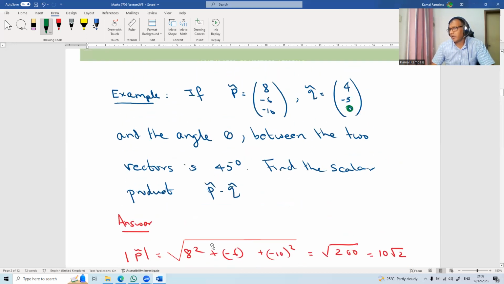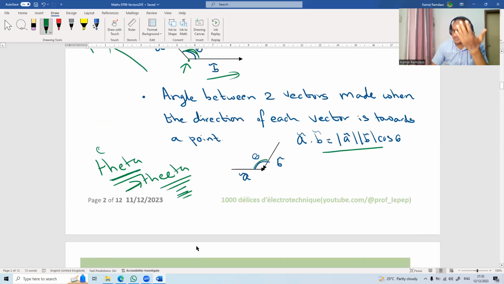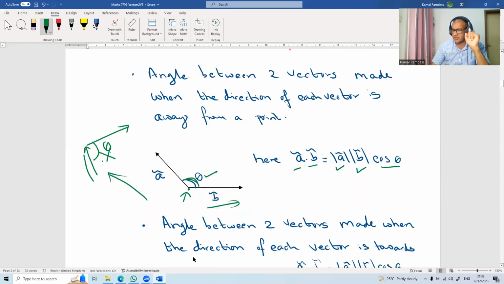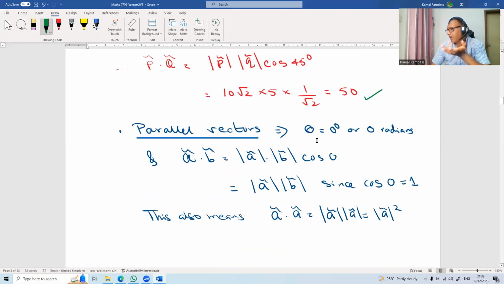Now, we have parallel vectors. Because from the scalar product, we have an implication when the vectors are parallel. What happens? Theta is equal to 0 degrees, or 0 radians, and cos of 0 is equal to 1. Therefore, A bar dot B bar is equal to modulus of A bar times modulus of B bar times cos of 0. Cos of 0 is 1.